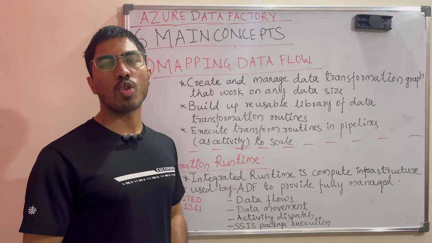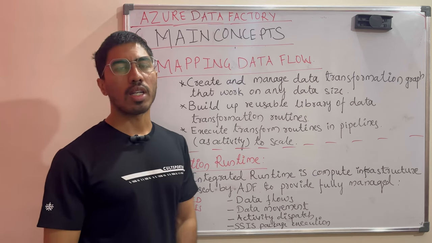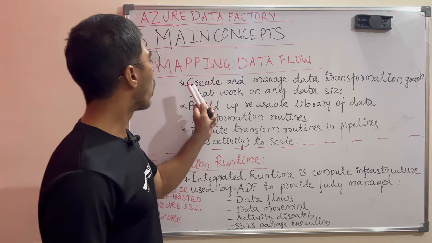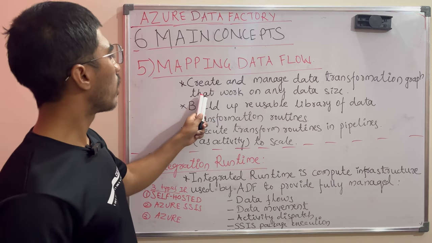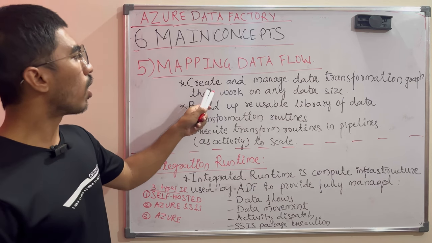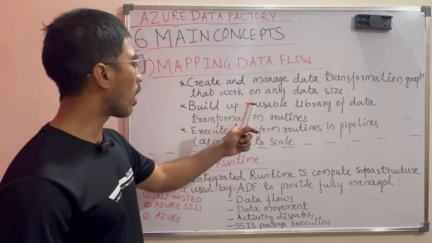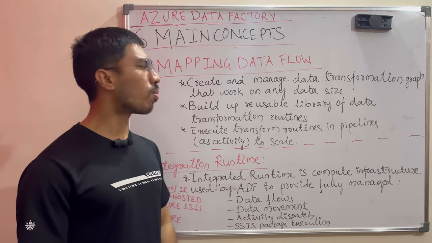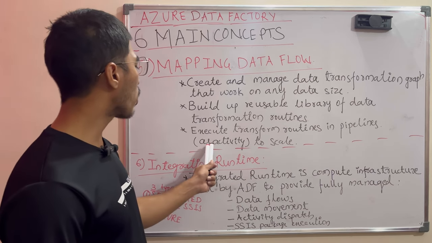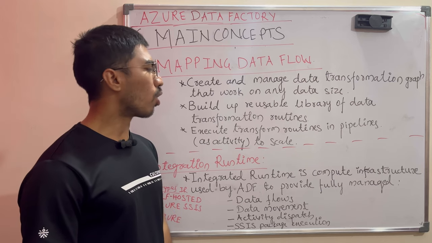Now let's see the remaining two main concepts. The fifth one is mapping data flow, and the last one is integration runtime. Using mapping data flow, we can create and manage data transformation graphs that work on any size data. We can build up a reusable library of data transformation routines, and execute transformation routines in pipelines as activities to scale.